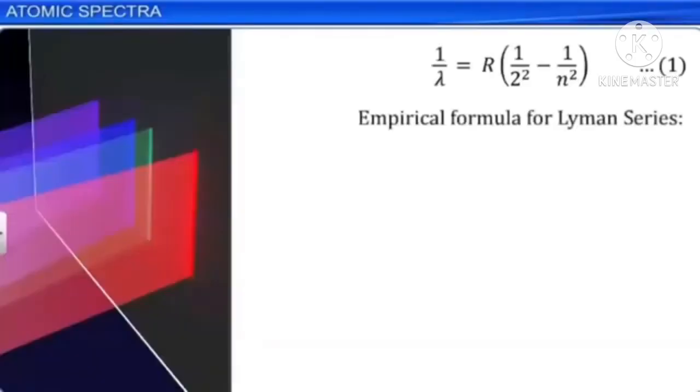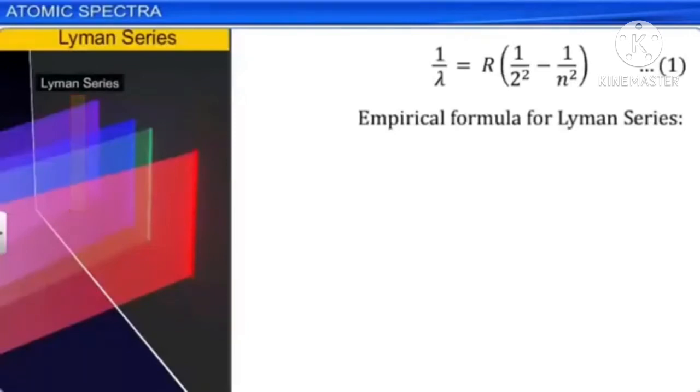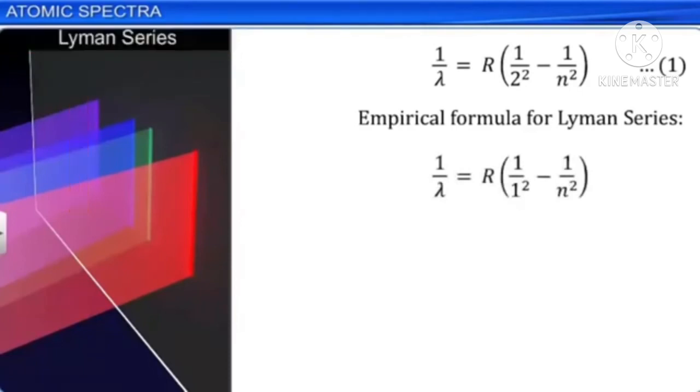The empirical formula for the Lyman series is 1/lambda = R(1/1² − 1/n²). Here, n is equal to 2, 3, 4, and so on, up to infinity. Let this be equation number 2.